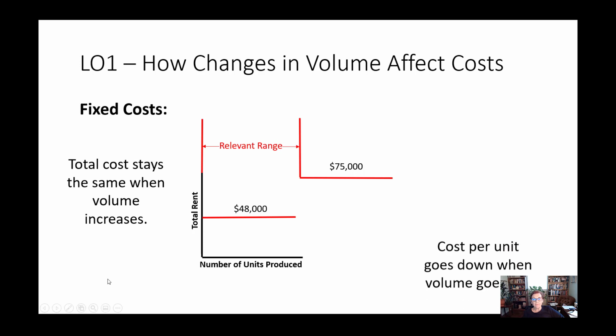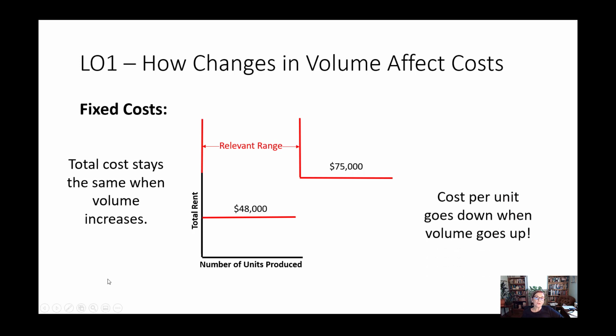Now, here's the interesting thing about fixed cost per unit. Cost per unit goes down when volume goes up, right? So think of an example. Let's do a simple example here. Let's say you produced 48,000 units and your rent is $48,000. So that means your rent per unit is $1. But what if we only produce 24,000 units? Well, then our rent per unit is $2.